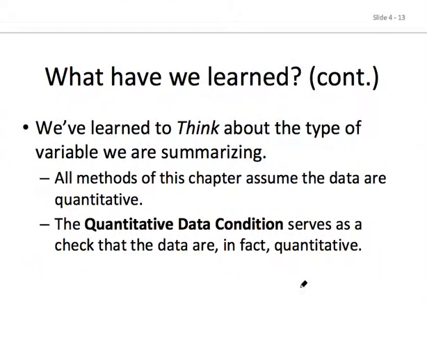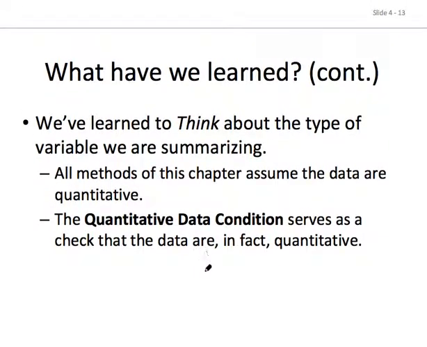Okay. So we've learned to think about the type of variable that you're summarizing. All the methods of this chapter assume the data are quantitative. So if the data is quantitative, you could use all of these things. Okay, and that is it with this last section of chapter 4.